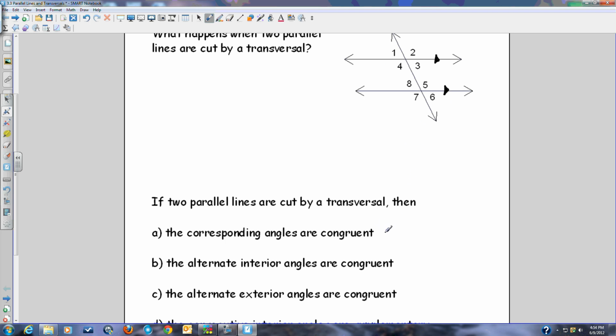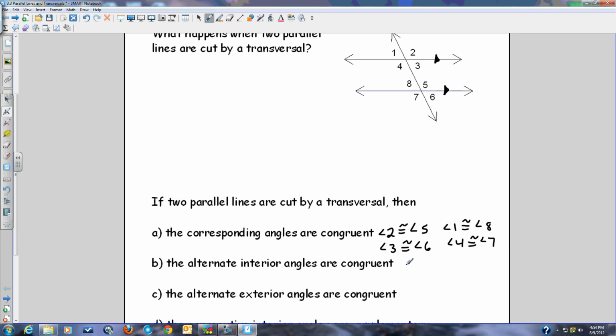So, for instance, corresponding angles are congruent in this picture. Corresponding angles are angles 2 and 5. So angle 2 would be congruent to angle 5. Angle 3 would be congruent to angle 6. Those are corresponding angles. Angle 1 would be congruent to angle 8. Angle 4 would be congruent to angle 7. Those are all pairs of corresponding angles.